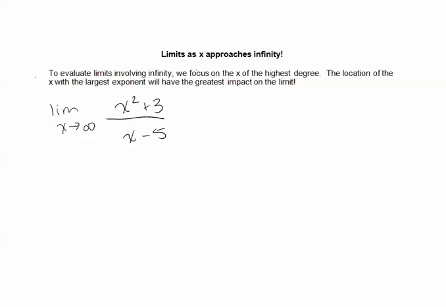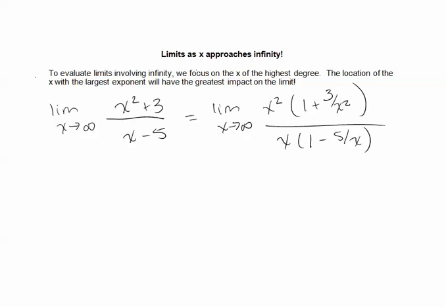Imagine we want to find the limit as x approaches infinity of x squared plus 3 divided by x minus 5. Let's look at the term with the greatest degree in both the numerator and the denominator and factor that out. Factoring out x squared on the top would give me x squared times, in parentheses, 1 plus 3 over x squared, and in the bottom, x times 1 minus 5 over x. Now, the reason I did this is to see the impact that's going to happen when x approaches infinity.